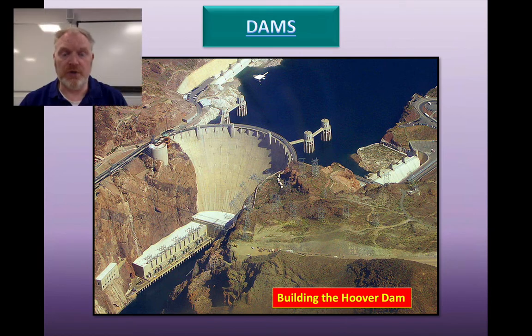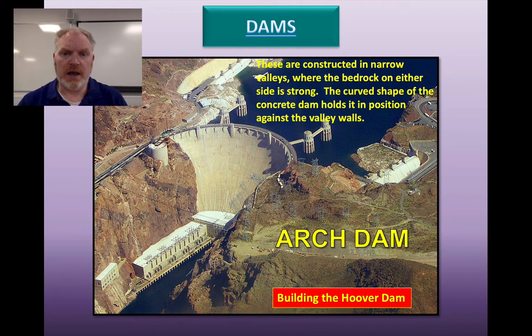This is actually a picture of the Hoover Dam in Nevada in the USA. This dam is a type of dam called an arch dam. You can see that from the shape of it. It's a curved shape. It's a very strong shape. And what that arch does is it takes the stress of the water pushing down the valley and distributes it onto the rocks either side.